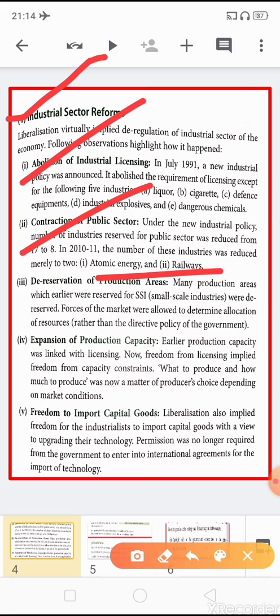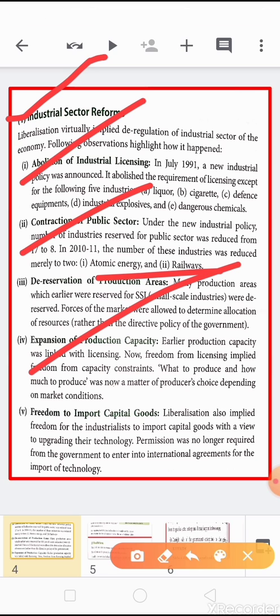Now the next one is the de-reservation of the production areas. Children, as we all know, many production areas which were earlier reserved for SSI were de-reserved. Forces of the market were allowed to determine the allocation of resources rather than the directive policy of the government. Children, in the previous times, after the country's independence, just to promote and protect the small scale industries, there were certain quotas reserved for various industries. And now all these small scale industries were de-reserved. Now anyone can make a production with any kind of services.